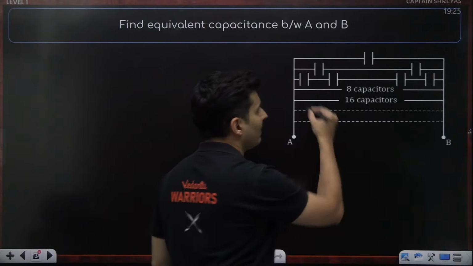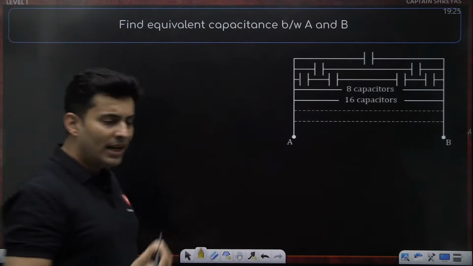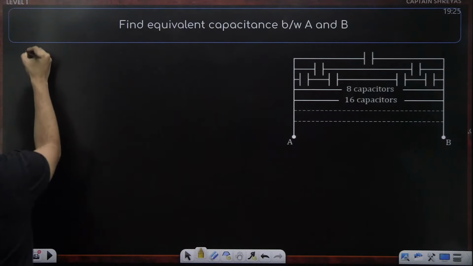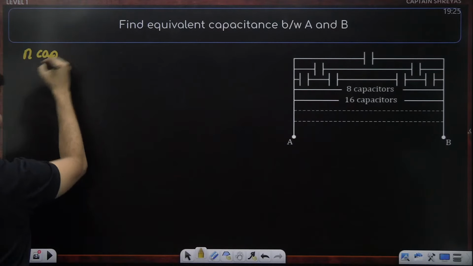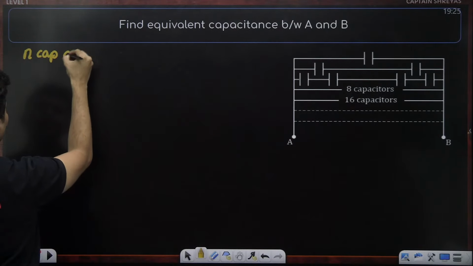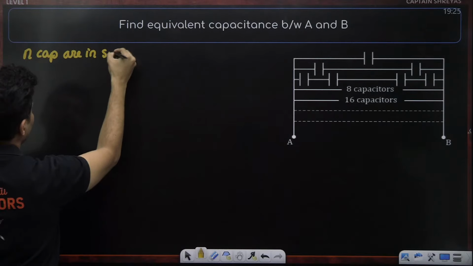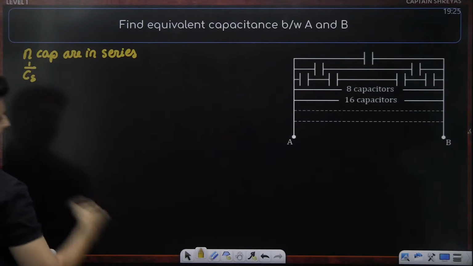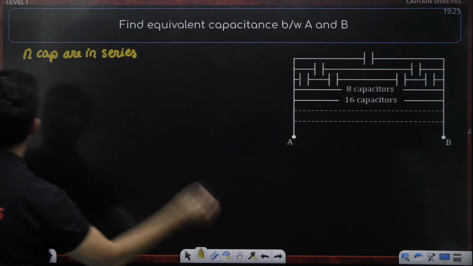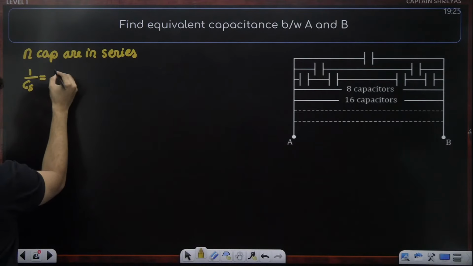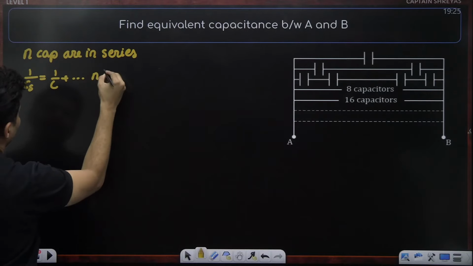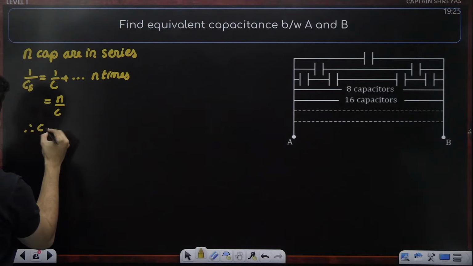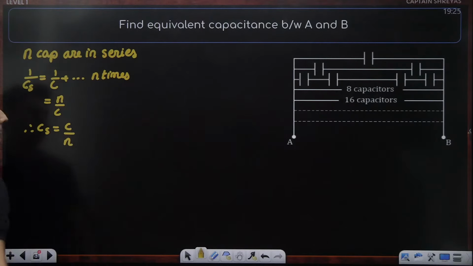See guys, whenever you have capacitors, assuming all the capacitors are the same, if n capacitors, sorry, not parallel, in series. If n capacitors are in series, what happens? You will go by 1 by CS. So 1 by CS will be 1 by C plus 1 by C, like that n number of times. So it will be basically n by C. Therefore, CS will be C divided by n.